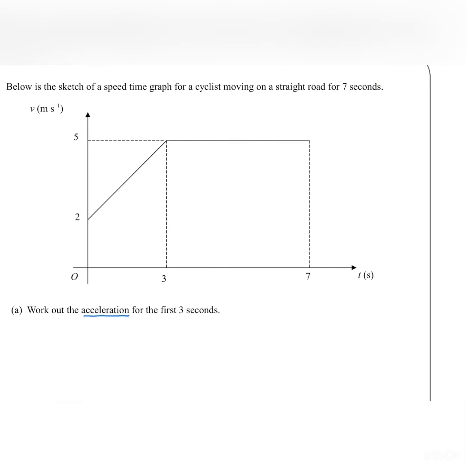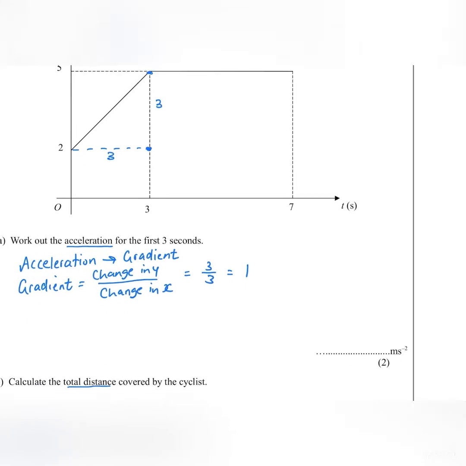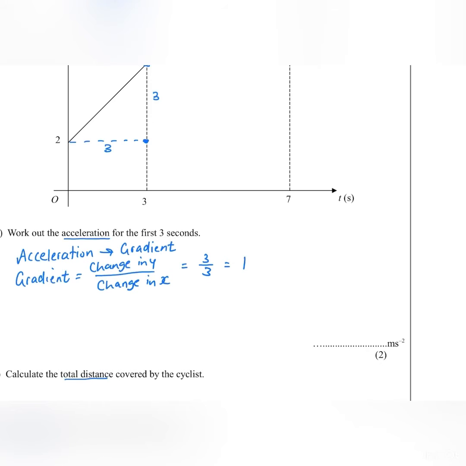Now the acceleration is the gradient of the graph, and gradient is the change in y divided by the change in x. If you look at the graph in the first 3 seconds, the change in x is 3 and the change in y is from 2 to 5. So the change in speed is 3 meters per second. If you work out the gradient, 3 divided by 3 equals 1. So the acceleration in the first 3 seconds is 1 meter per second squared.